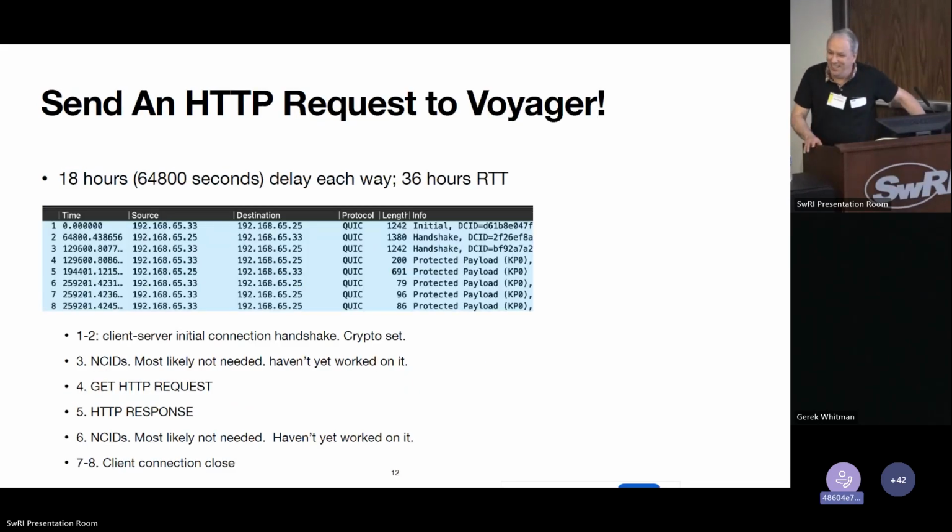So if you set the appropriate settings of the QUIC stack, you are able to send an HTTP request to Voyager. Obviously, we did this in a test bed and simulation, but what we did is essentially create an 18 hour delay each way, so a 36 hour RTT, and then we sent an HTTP request and got the response after that in the test bed. So you have the Wireshark trace here, or tcpdump shown in Wireshark.